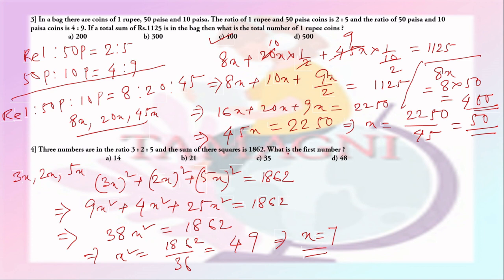We have to find the first number. Okay, so the first number is actually 3x. So 3 into 7, which is 21. So option B is the right answer.